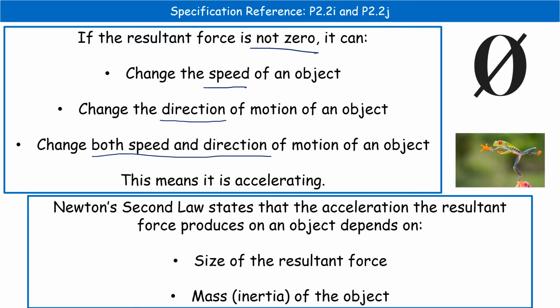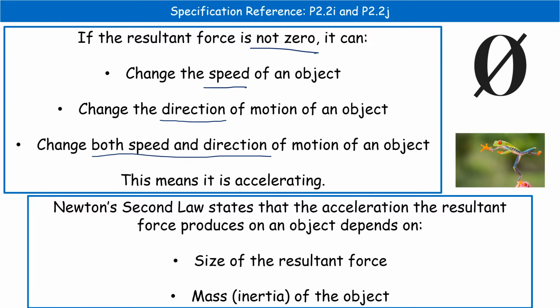So what we're really saying is, if the resultant force is not 0, the object is accelerating. And when we use that word accelerating, that can refer to either the change in speed or the change in direction. So don't forget that things that change direction would also be described as accelerating.